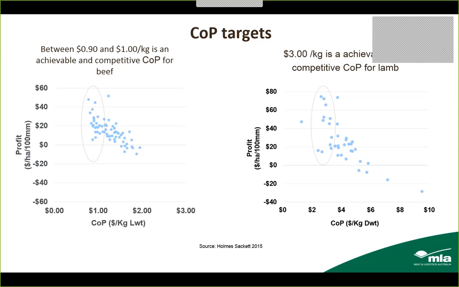Clearly, the lower you are, the greater the margin, but again, you can't take that lowest approach without thinking about whether you're just doing it by lowering the level of production as well.